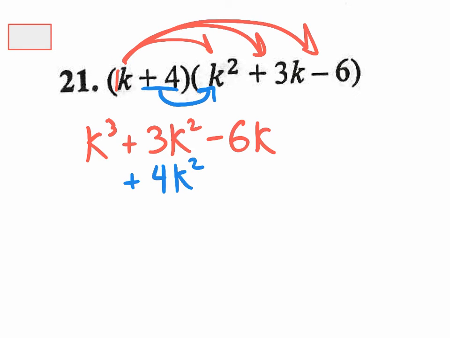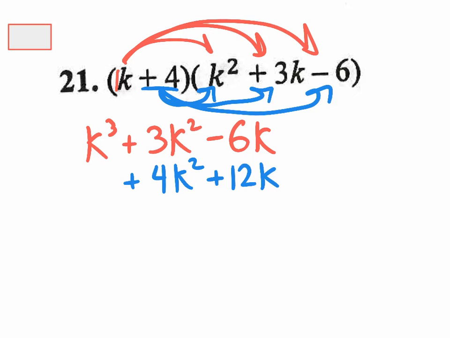And notice I wrote it right below the other k squared. And how about 4 times positive 3k? What's 4 times 3k? 12k. That's positive 12k. Where am I going to write it? Right below the term that I could actually combine it with. Positive 12k. And then the last one, 4 times negative 6, that's negative 24. I'm just going to write it out here because I can't combine it with anything. There is no other number to combine it with. So here's an alternate method.